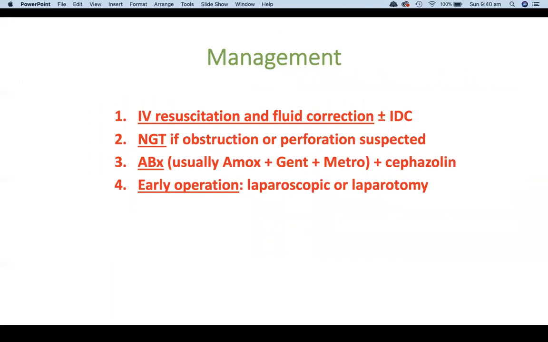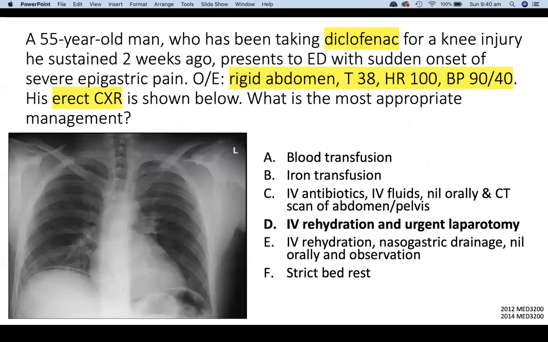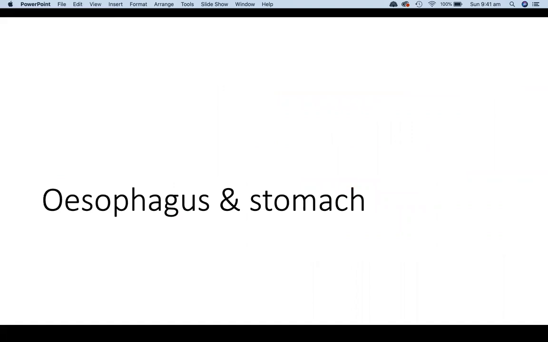In terms of management, this is important to know. So you want to do your ABC, do fluid resus, possibly consider a catheter. Nasogastric tube if they're obstructed or if they're peritonitic, and then antibiotics. You would also give cefazolin for surgical prophylaxis and then early operation. So if we go back to the question, C and E are semi-reasonable. It's just that you wouldn't do a CT because you already know the diagnosis. It's quite clear, and you wouldn't observe because you want to do surgery. But for example, IV antibiotics, IV fluids, nil by mouth and nasogastric tubes are all very relevant in this circumstance, but the best answer is still laparotomy. So that's the acute abdomen, which kind of covers gastro as a whole.